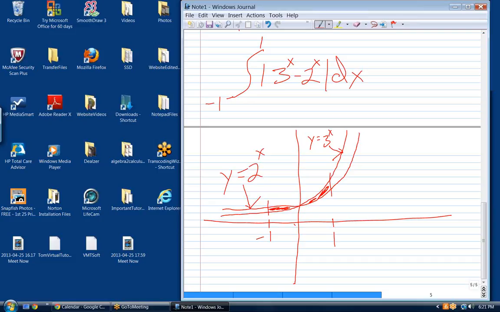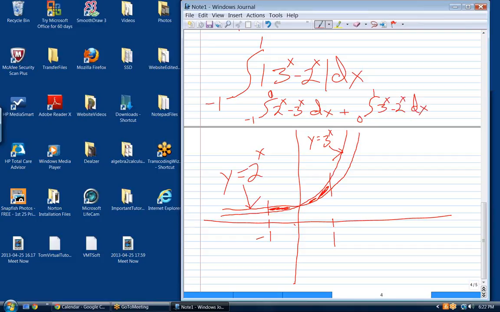All right, to evaluate this without using a computer, I'm going to break it up into two. Let's see where I can write this. I'll write it right here. So I'm going to go from -1 to 1 of 2 to the x minus 3 to the x, -1 to 0 dx, plus from 0 to 1, 3 to the x minus 2 to the x dx.